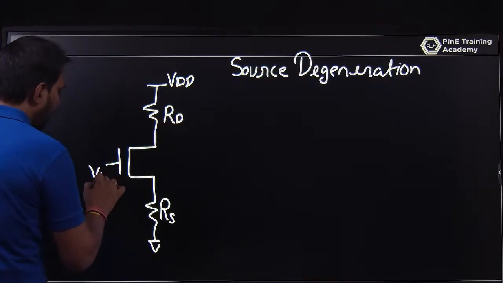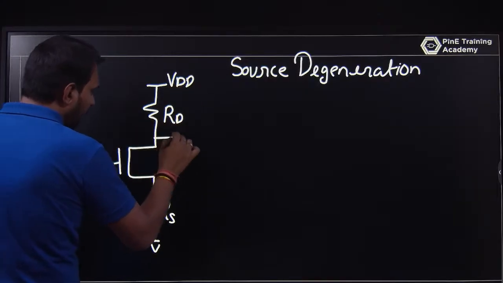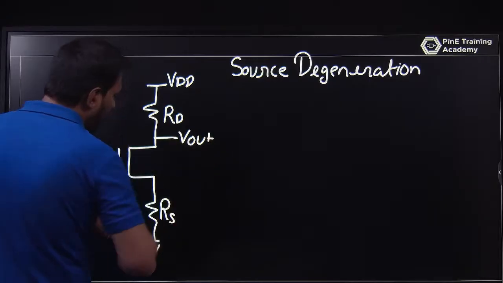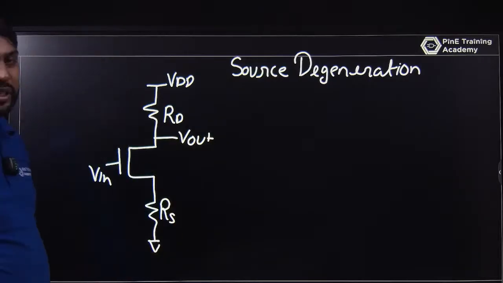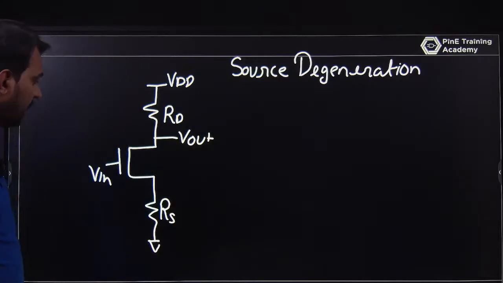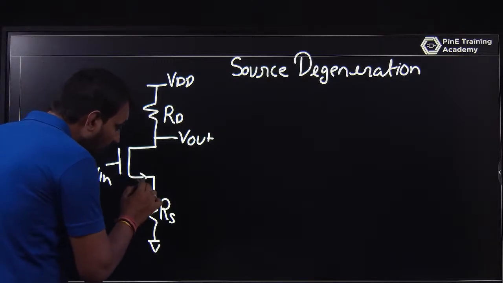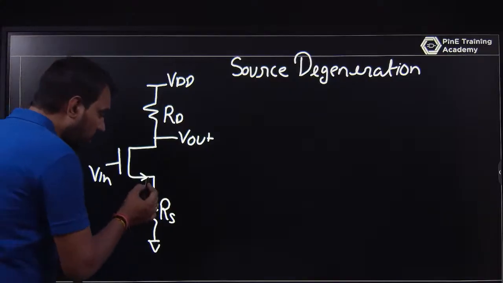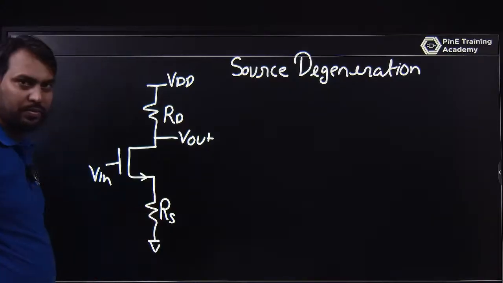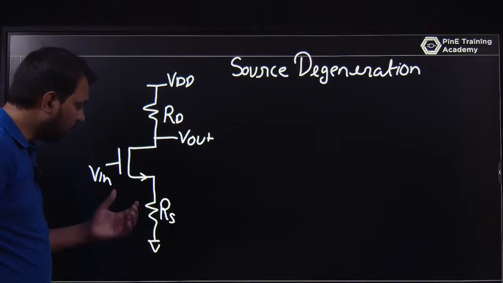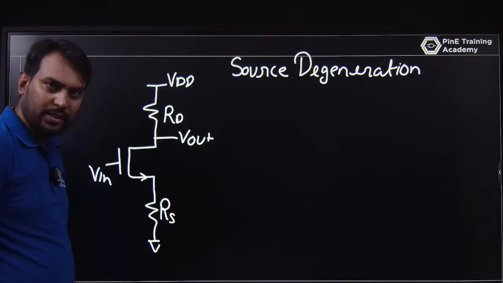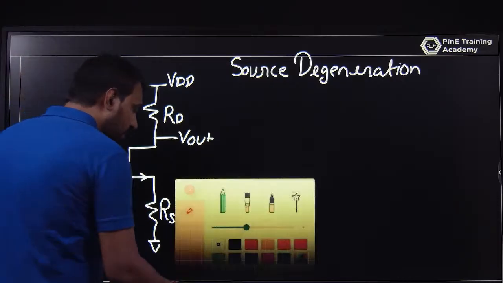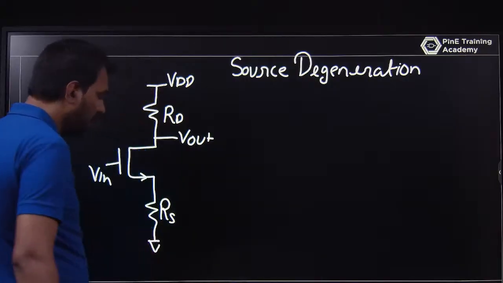So this is VDD, you have an input and you are taking the output here. And this is called source degeneration. This source voltage is not grounded; it is not 0. Here the source is connected with the RS. So what is the use of this RS? Just figure out what is the use of this RS.